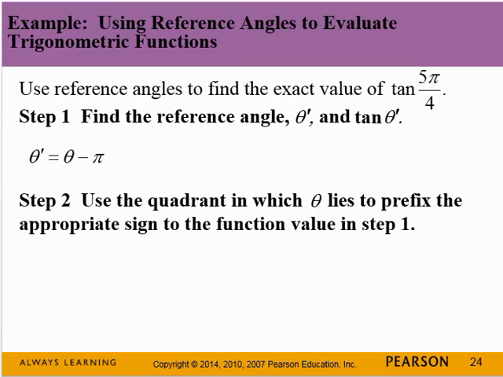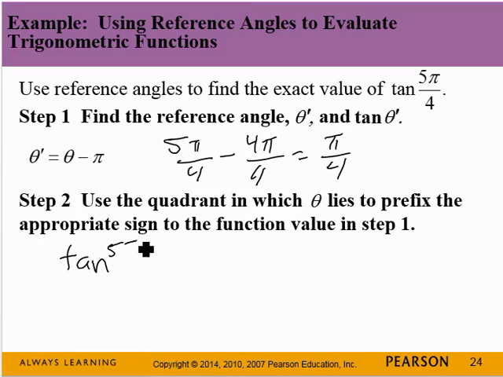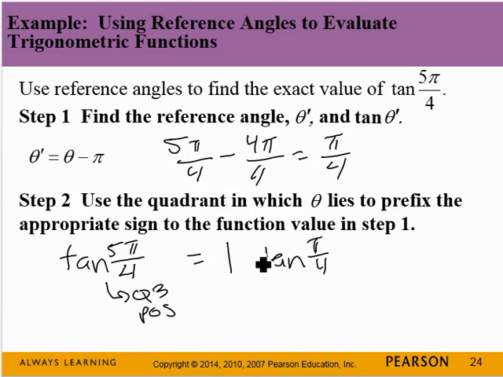In this one we have tangent 5 pi over 4. If we are to take the reference angle of that, we're going to take 5 pi over 4 minus 4 pi over 4. In step 2, use the quadrant theta lies in, and then change your sign. So tangent 5 pi over 4 is in quadrant 3, which means it's positive. So it's just 1, because you have tangent pi over 4, which is 1.